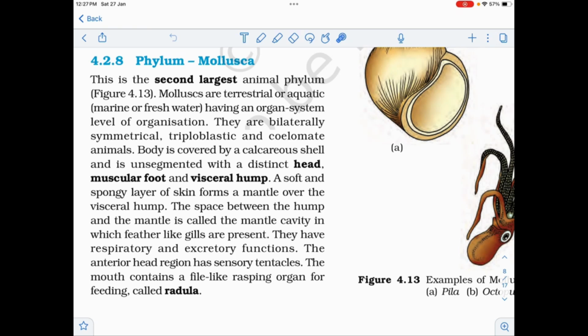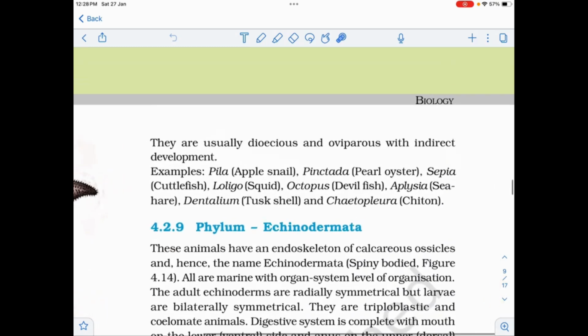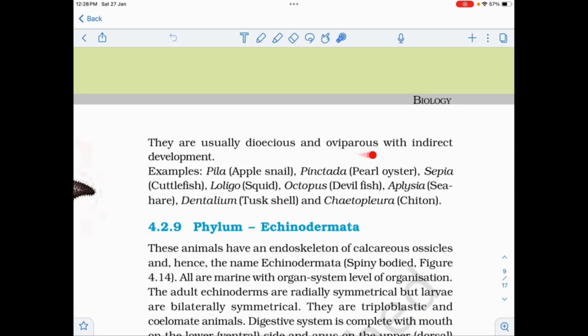They have respiratory and excretory functions. The anterior head region has sensory tentacles. The mouth contains a file-like rasping organ for feeding called the radula, and they are dioecious, oviparous with indirect development. Examples are Pila, apple snail; Pinctada, pearl oyster; Sepia, cuttlefish; Loligo, squid; Octopus, devilfish; Aplysia, sea hare; Dentalium, tusk shell; Chaetopleura, chiton.